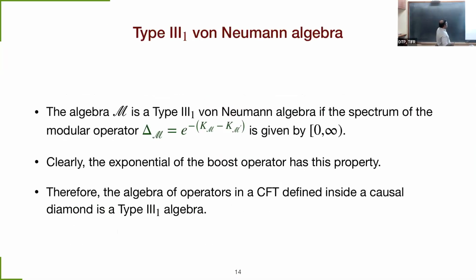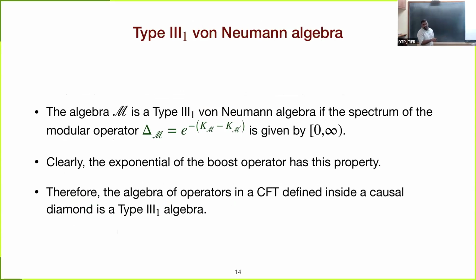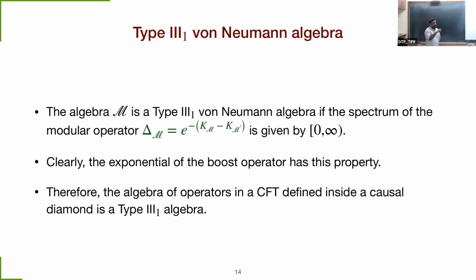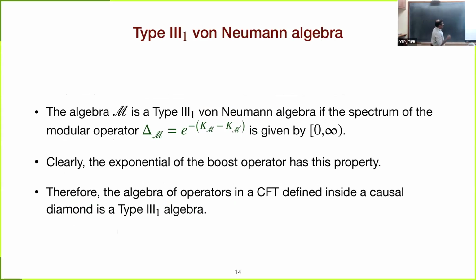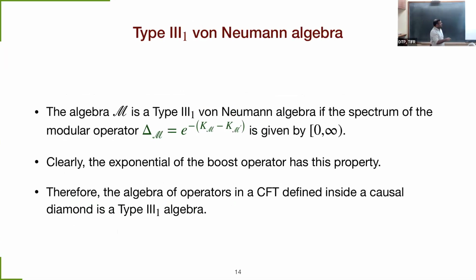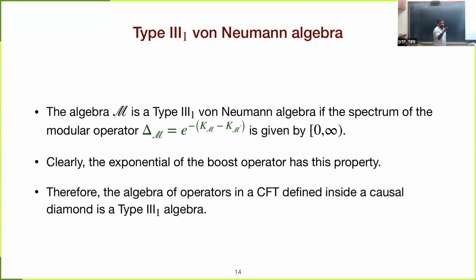Okay. So now we will talk about this particular von Neumann algebra, type 3 1. I'm not going to go through the full mathematical detail. What we need is: what do you mean by a type 3 1 algebra? The definition is that if you have an algebra M and you compute the spectrum of the modular operator, which is the exponential of the modular Hamiltonian, and if the spectrum covers the entire R plus, 0 to infinity, then you call such an algebra a type 3 1 von Neumann algebra.